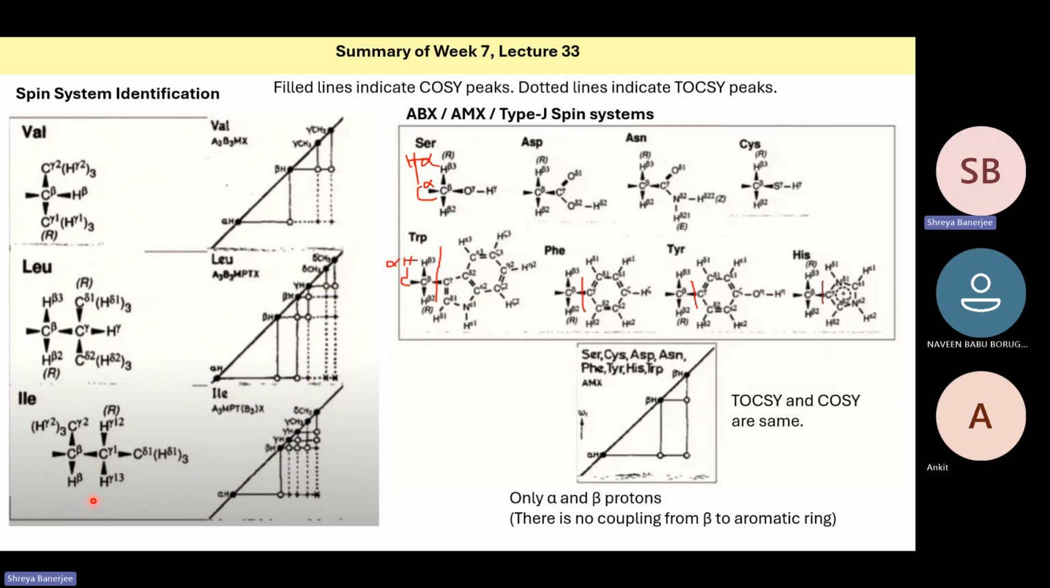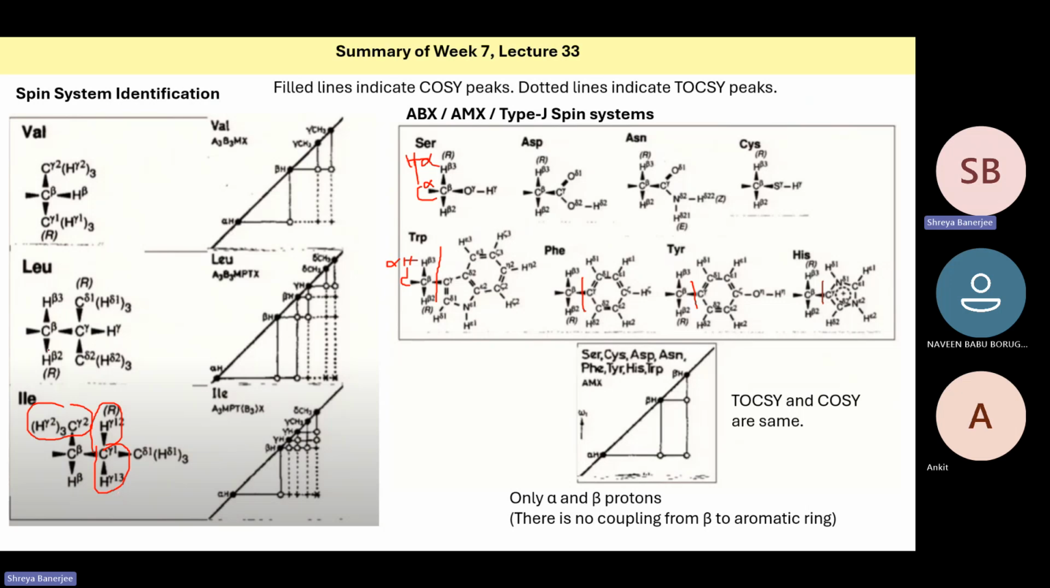And in isoleucine, you will have H alpha, H beta. There is only one H beta. There are two different H gammas. One is a CH2 group, one is a CH3 group. So you have gamma 1. So there are actually three different H gammas. One is this CH3 gamma, one is CH gamma, and another is another CH gamma. So the two CH are also not equivalent.